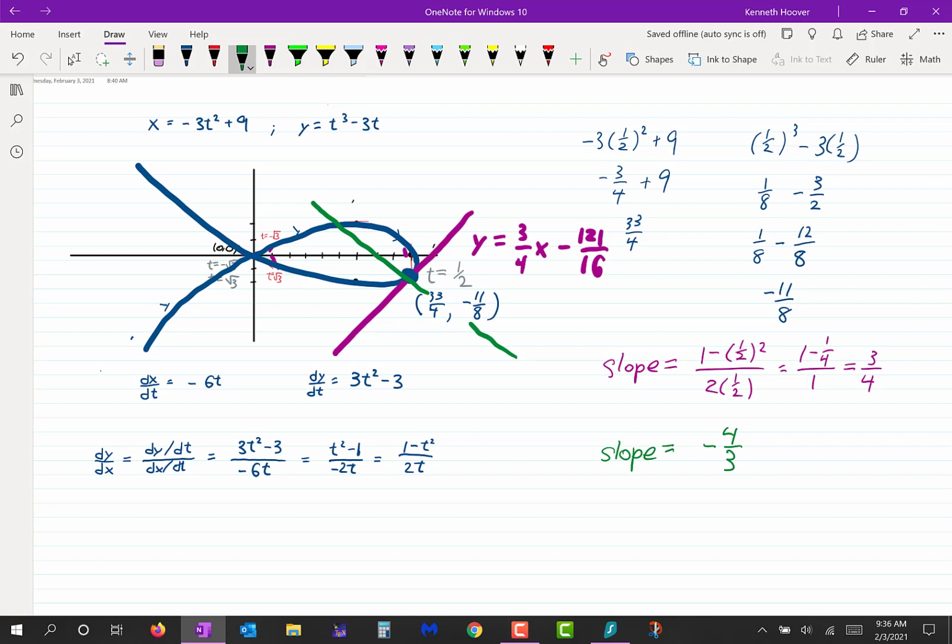So that line will be y minus the y value equals the slope times x minus the x value. So we have y plus 11/8 equals negative 4/3 x plus 132/12.